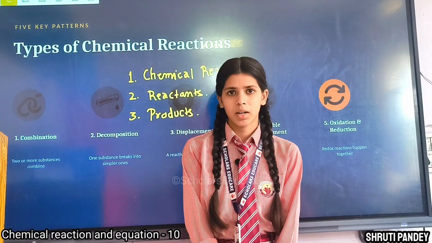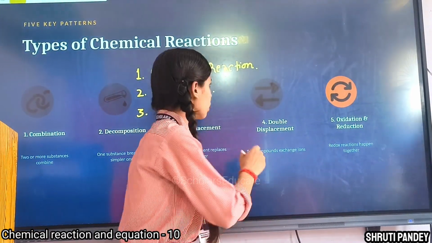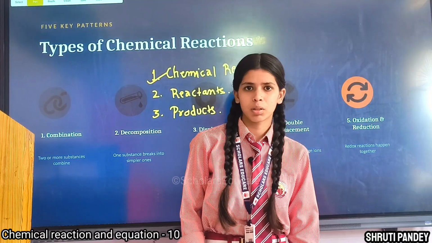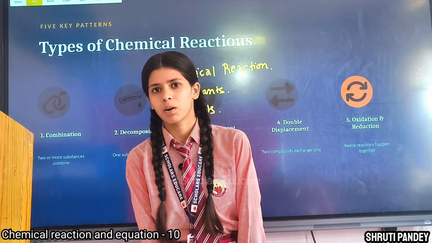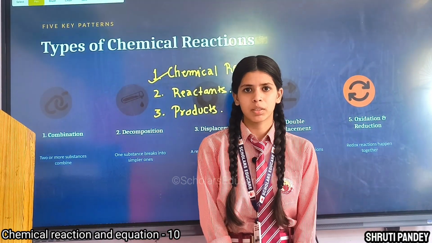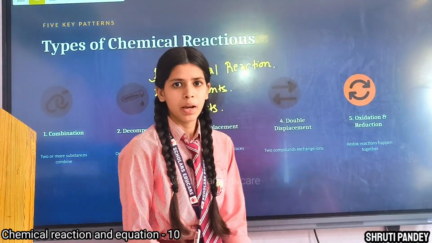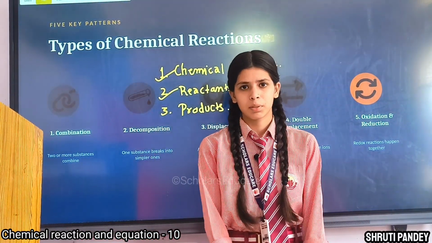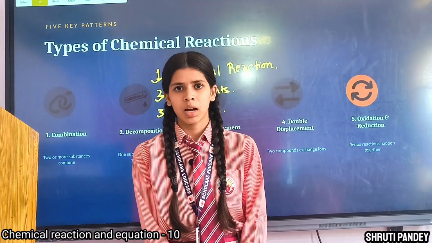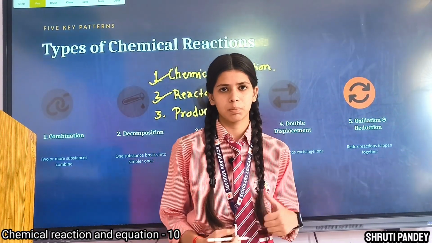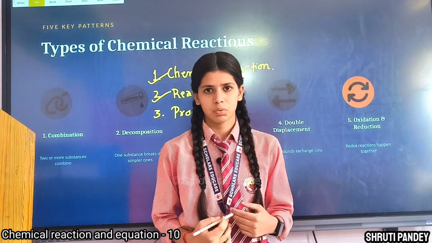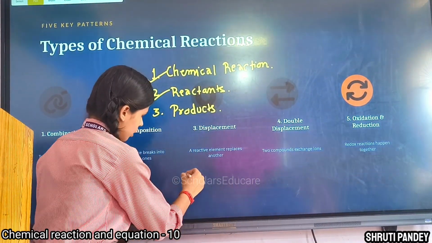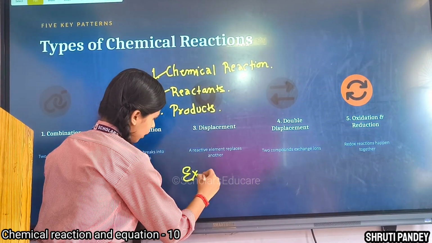So let's understand some key terms, the first being chemical reaction. The process in which new substances with new properties are formed is called chemical reaction. For example, burning of magnesium. And second is reactants. The substances which take part in a chemical reaction are called reactants, and the last one is product. The new substances formed are called products. Let's understand with example.